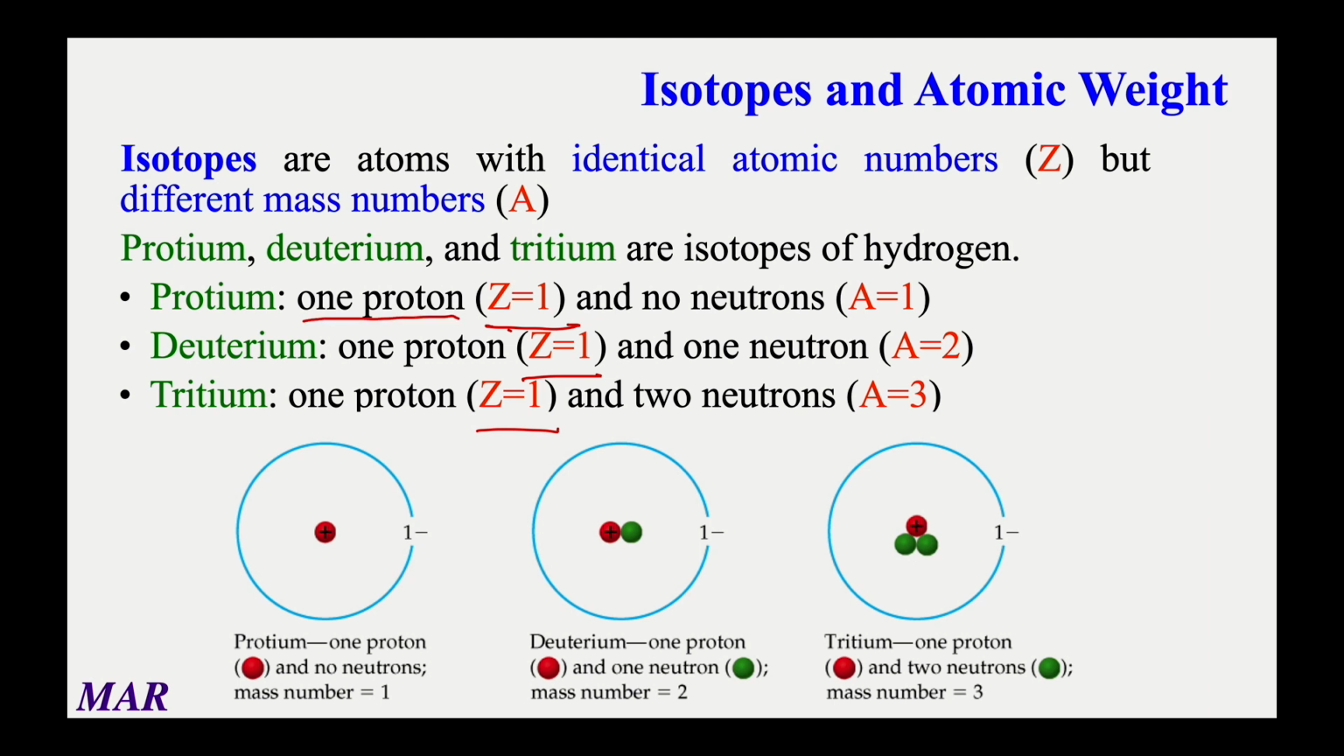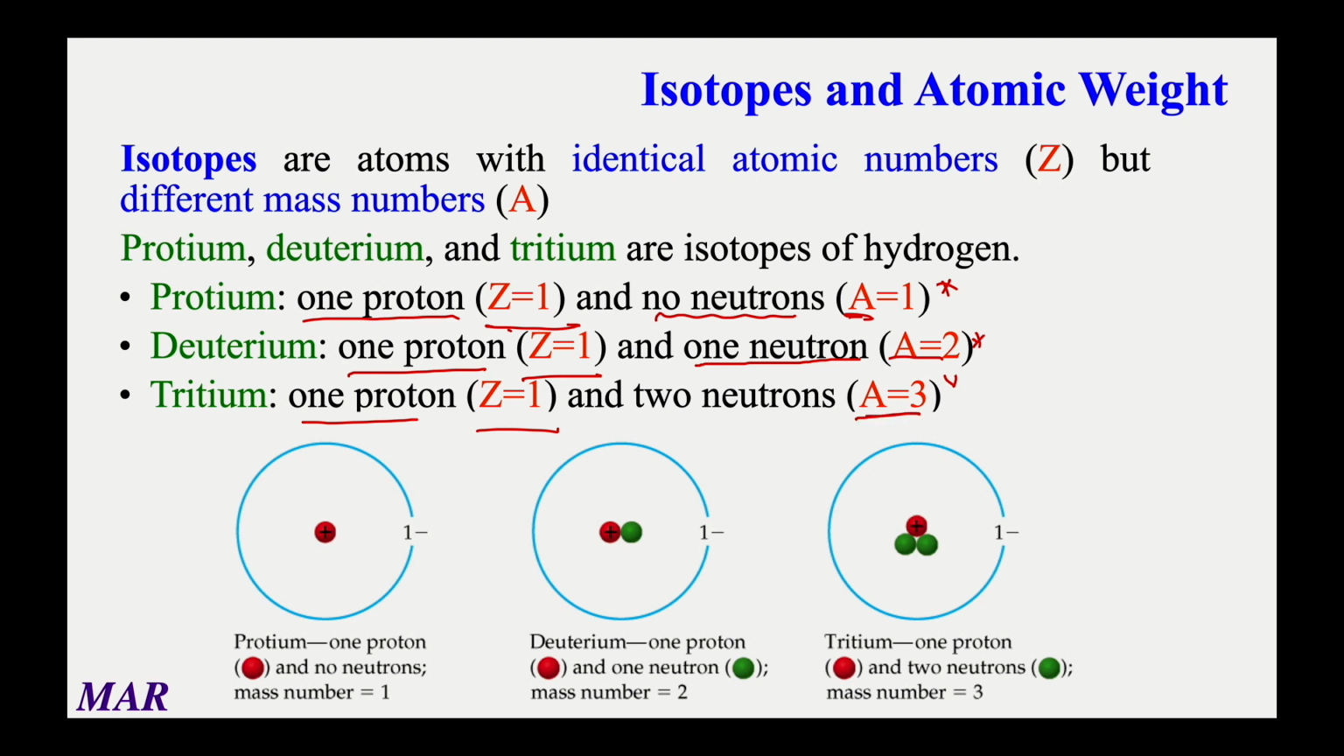So you can see protium has a proton, deuterium has a proton, tritium has a proton. They're all hydrogen. That's what that means. But the neutrons are changing. So for protium, there are no neutrons. So A, which is the mass number, protons plus neutrons, 1 plus 0, mass number 1. Deuterium, which by the way is often called heavy hydrogen, has 1 neutron. So 1 proton plus 1 neutron is where the mass number of 2 comes from. And tritium has 1 proton and 2 neutrons, so 1 proton plus 2 neutrons, mass number of 3.